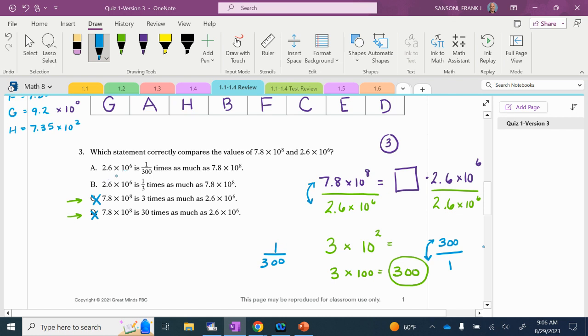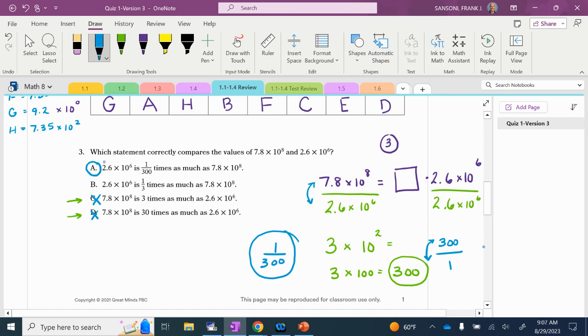So it says 2.6 times 10 to the 6th is 1 over 300 times as much as 7.8 times 10 to the 8th. Do we like that answer? Yeah, because we just proved it, right? If big over small was 300, then small number over big was 1 over 300. So it has to be A.